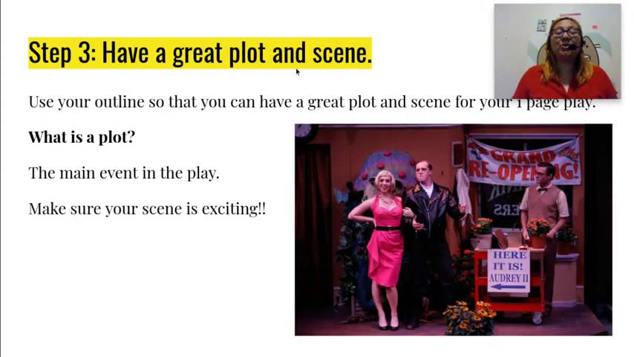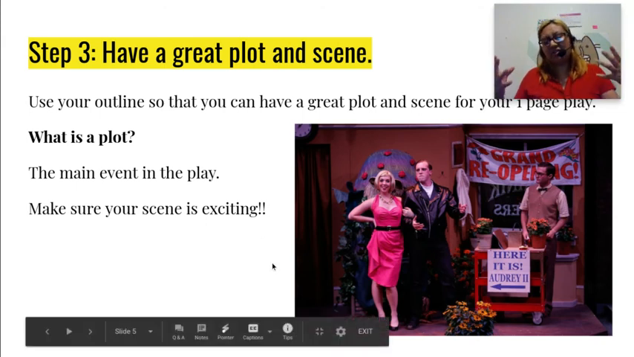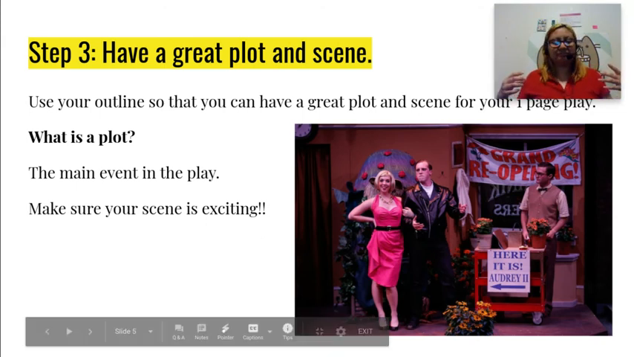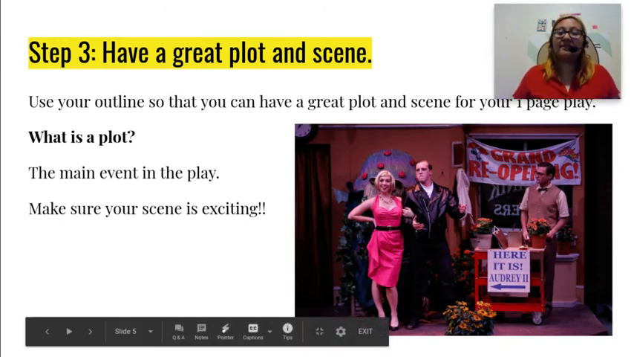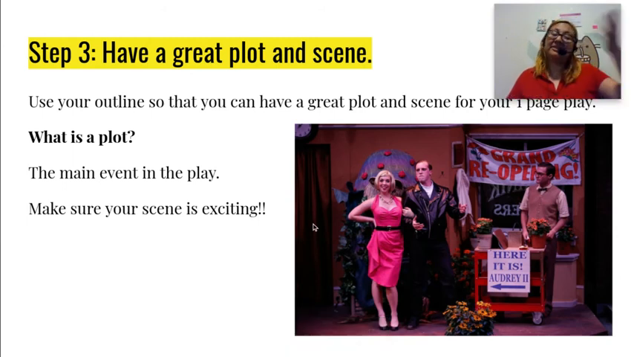Step 3, have a great plot and scene. Use your outline so that you can have a great plot and scene for your 1-page play. What is a plot? The main event in the play. So the plot is the main event in the play. So, like in Little Shop of Horrors, they had the main character, one of them was Audrey, which is the mutant man-eating Venus flytrap, which is in back of them. So, one main event, I'm not going to say because if you haven't seen the play, I'm going to give it away. And we might end up watching a little bit of it. So, I don't want to give that away too much.